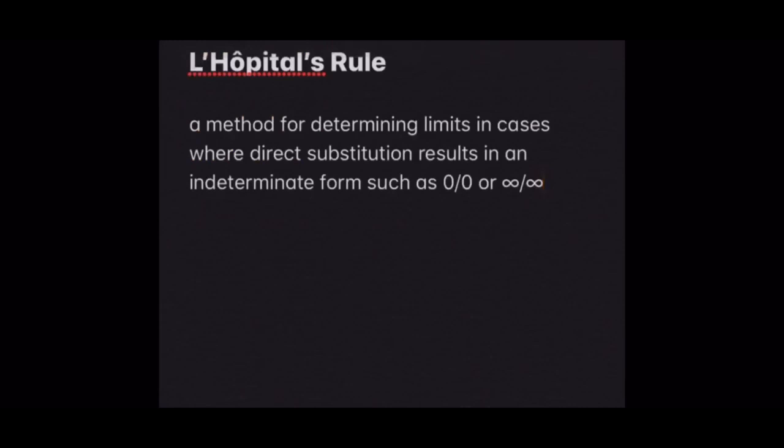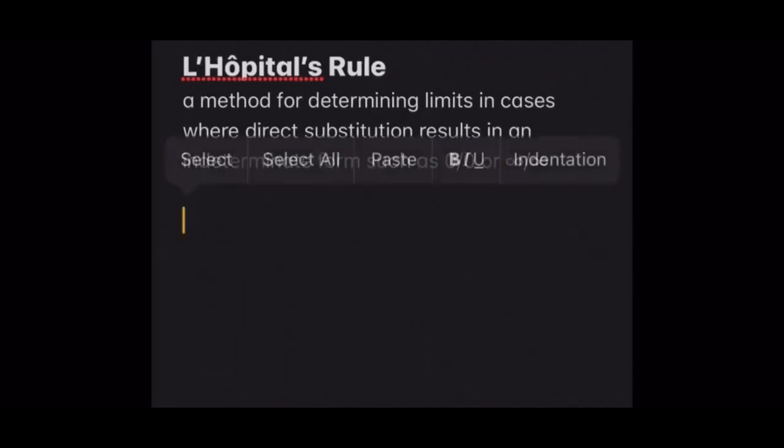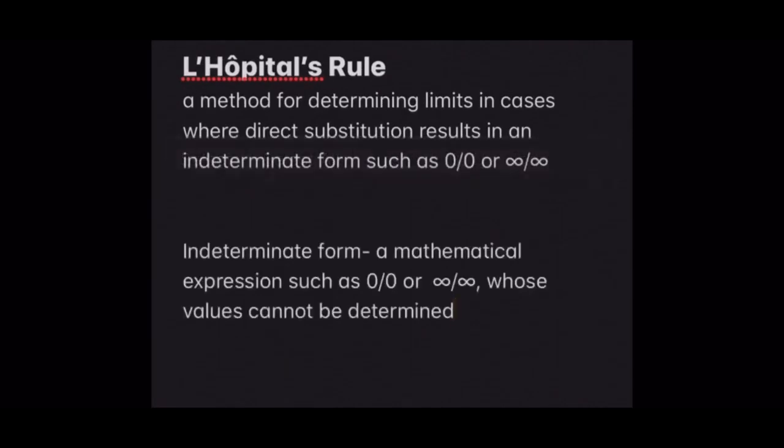This is my Module 1 mastery assignment. My first topic is L'Hopital's rule, a method for determining limits in cases where direct substitution results in an indeterminate form such as 0 over 0 or infinity over infinity. An indeterminate form is a mathematical expression such as 0 over 0 or infinity over infinity whose values can't be determined.